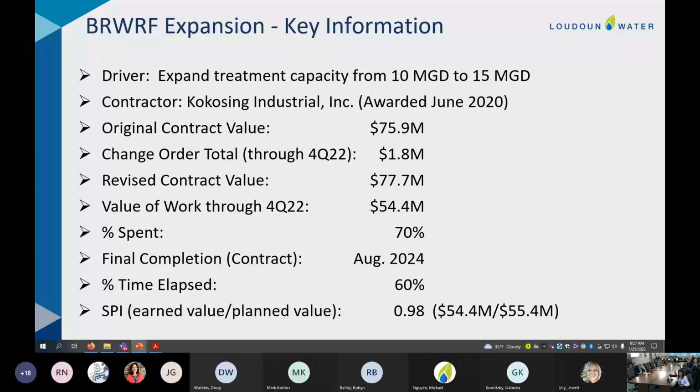And then just looking at our schedule performance index, this shows that the contractor is generally earning the amount of money that they plan to earn at this juncture in the project, at a 0.98.